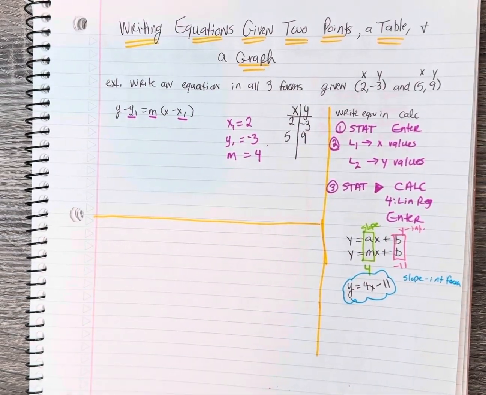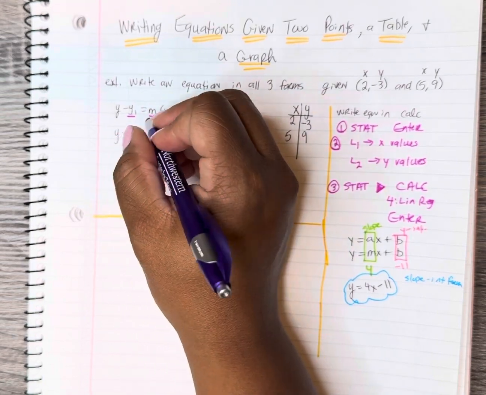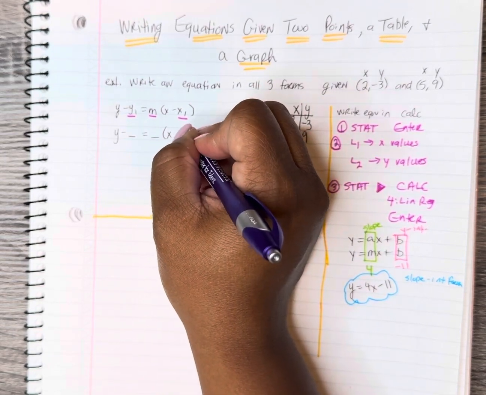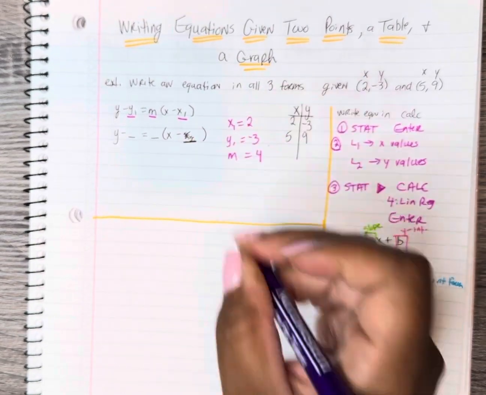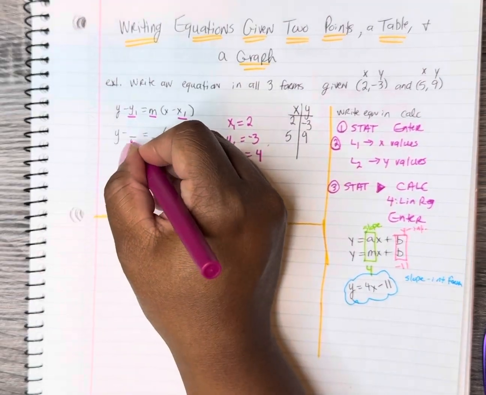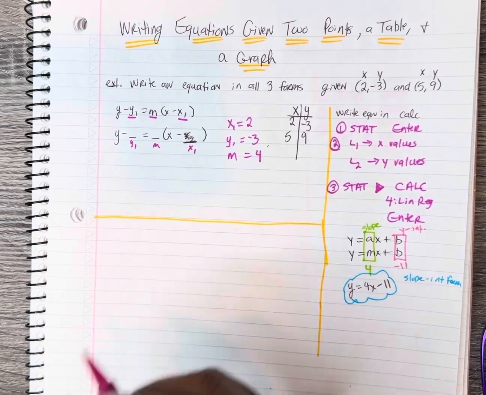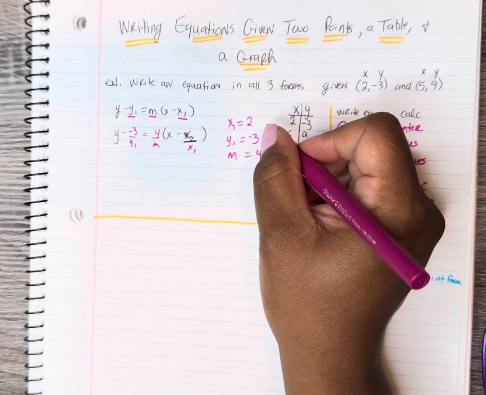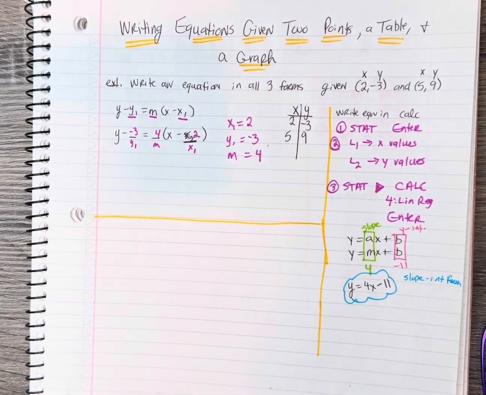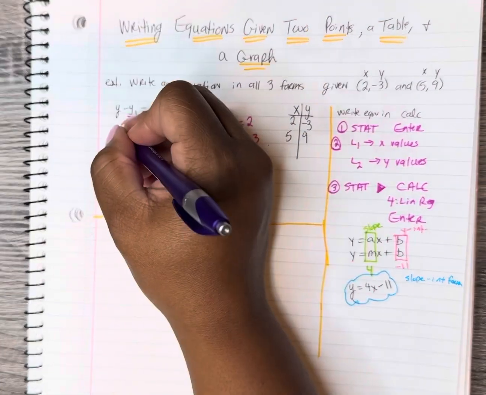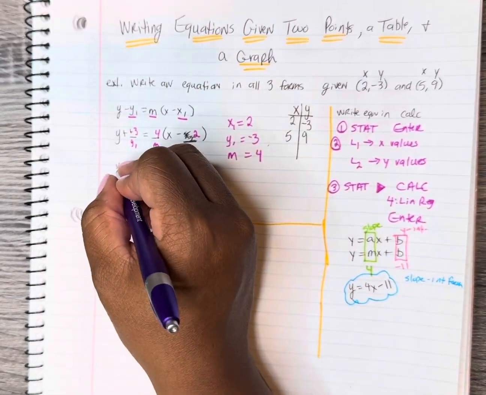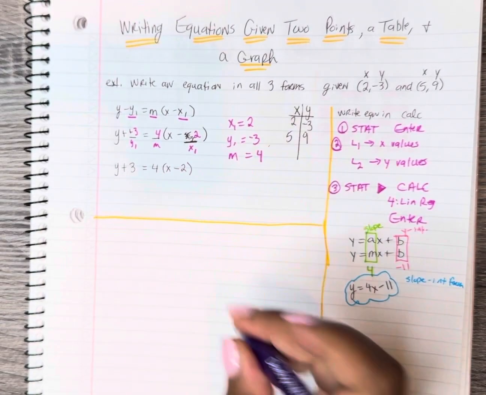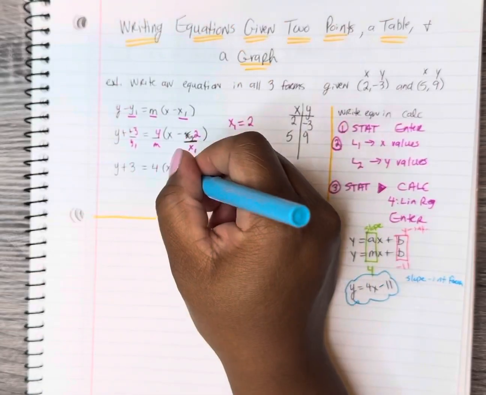And from here, we can just fill in for our point slope form. Uh-oh, I didn't mean to do that. All right. And you'll see what I mean. So here goes the y1, here goes the m, and here goes the x1. For y1, we said is -3. For m, we said is 4. And for x1, it is 2. Notice the double negatives, which just creates a positive. So we can rewrite this as just y plus 3 equals 4 times x minus 2. And this is our point slope form.